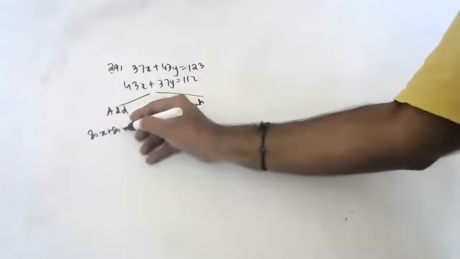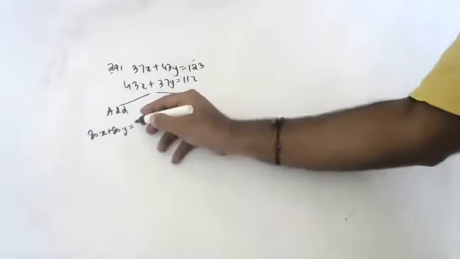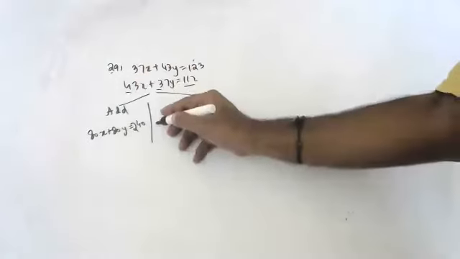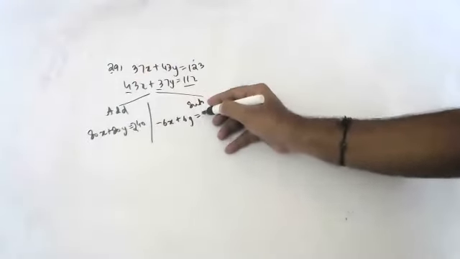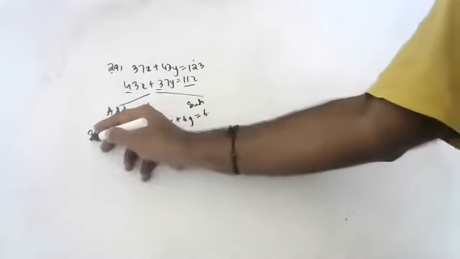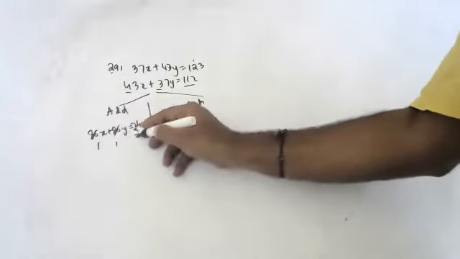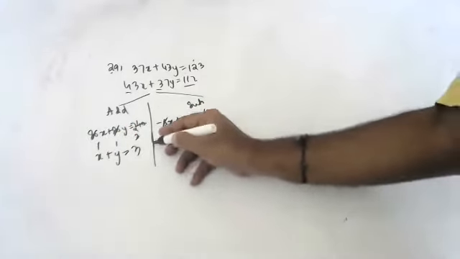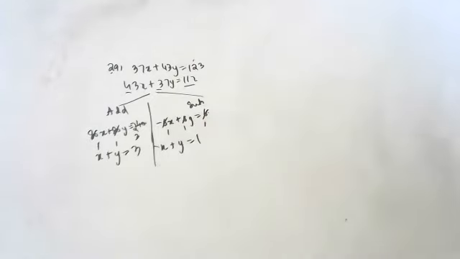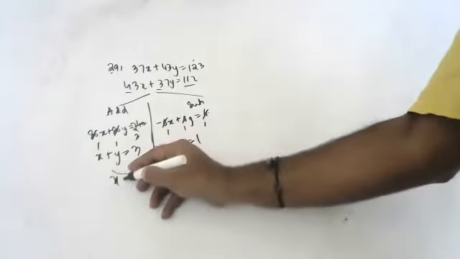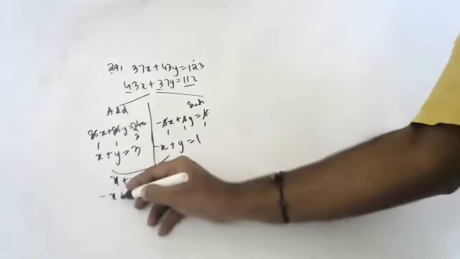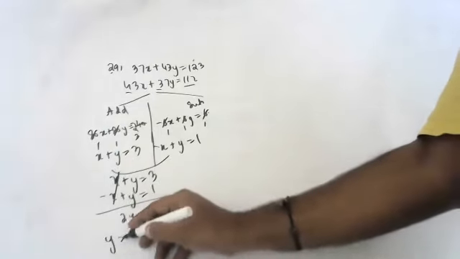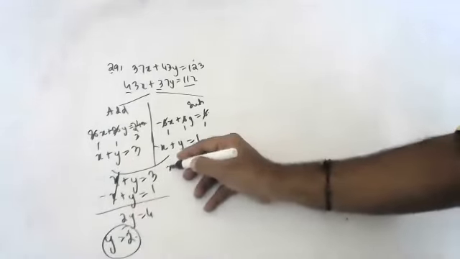On addition you get 80x plus 80y is equal to 240. On subtraction you get minus 6x plus 6y is equal to 6. So x plus y is equal to 3, and minus x plus y is equal to 1. Solve these both: x cancels, 2y is equal to 4, y is equal to 2. If y is equal to 2, x is equal to 1.